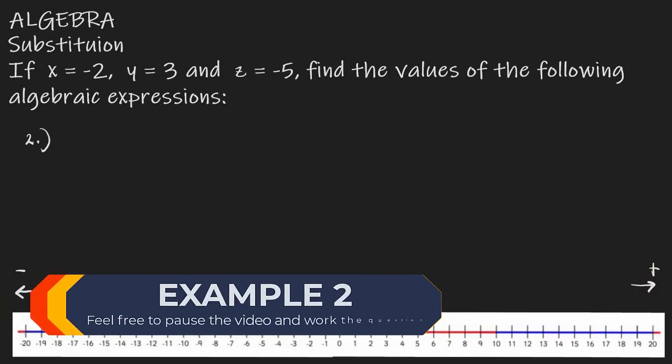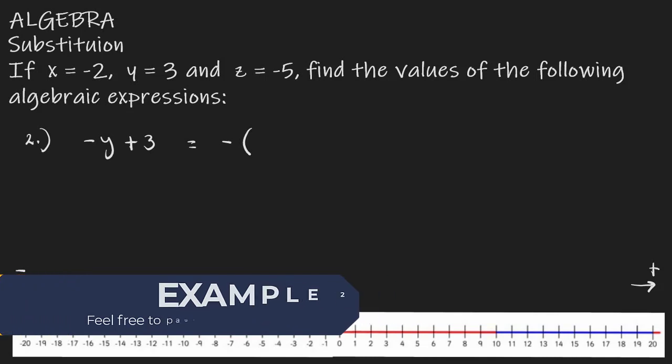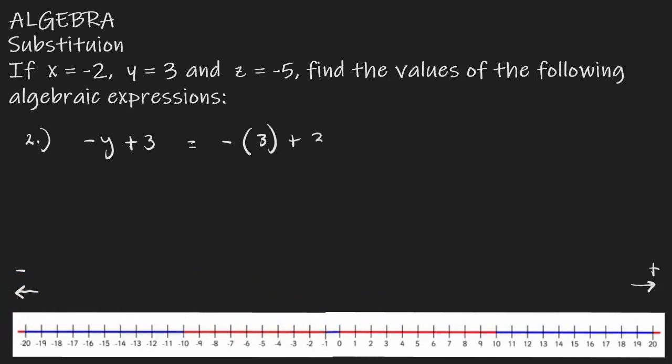Number 2, -y plus 3. This is negative the value of y, 3, plus 3. Negative y is essentially -1 times y, or -1 times 3. -1 times 3 is equal to -3, plus 3. So my starting point is at -3, and I am adding +3 to -3. So I'm jumping to the right 3 spots. 1, 2, 3. My answer is 0.